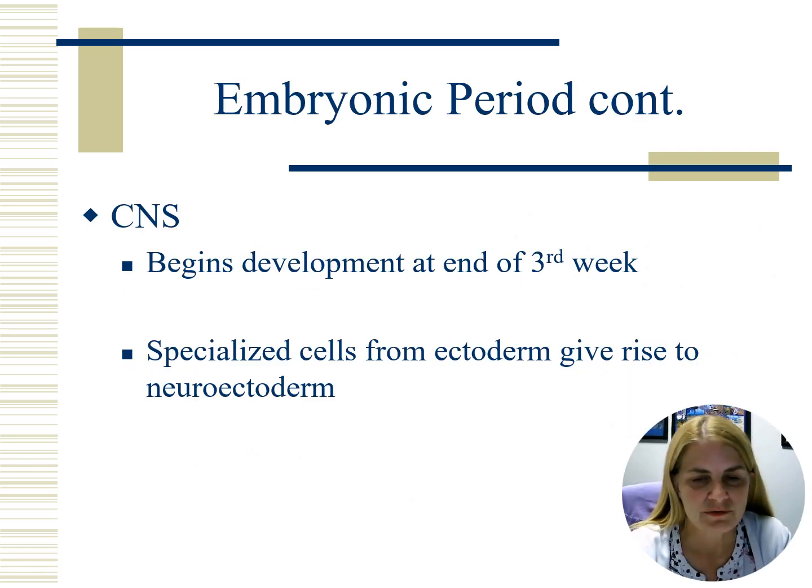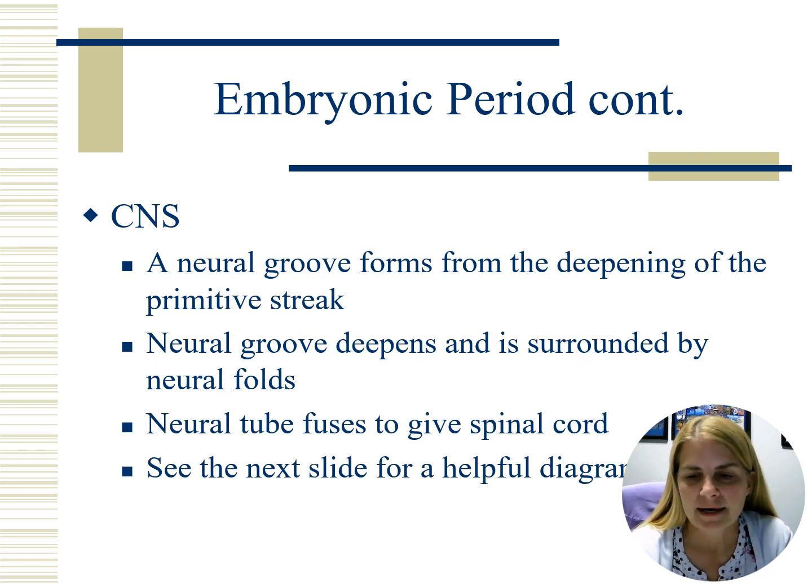Central nervous system development begins at the end of the 3rd week, when specialized cells from ectoderm give rise to neuroectoderm. We're going to see in the next slide that when the CNS, or central nervous system, is forming, a neural groove forms from the deepening of the primitive streak. The neural groove deepens and is surrounded by neural folds. And if you remember, neural crest cells come from the crest of neural folds.